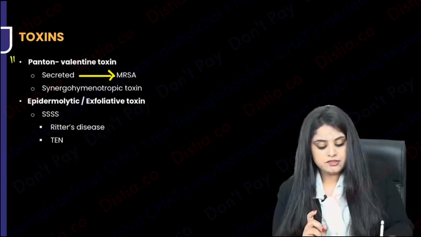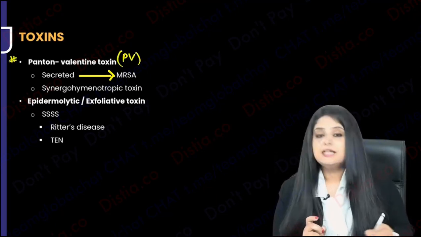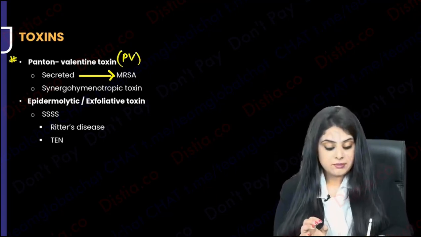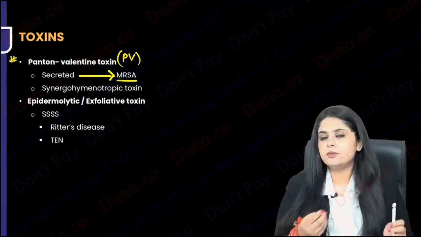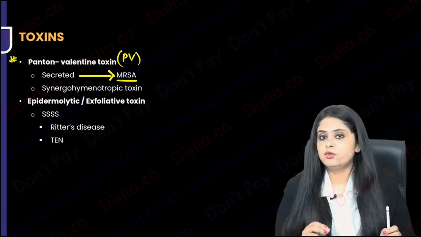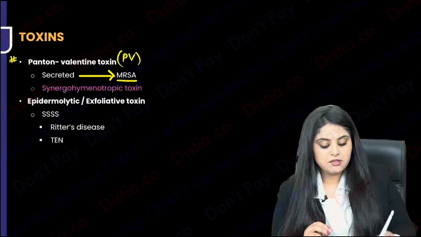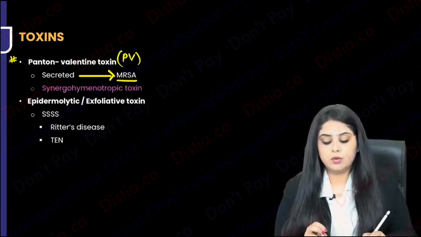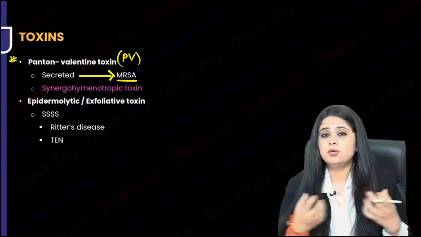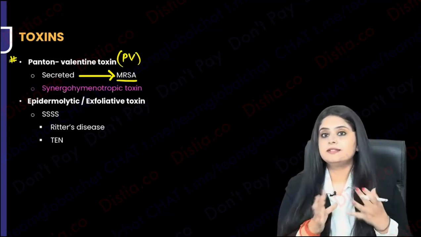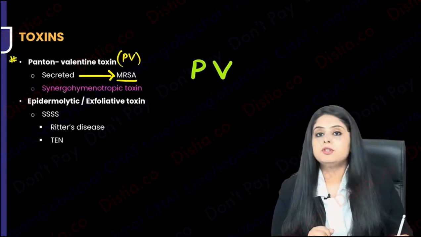What are the other toxins that you have? The second one is the PV toxin, Panton-Valentine toxin, and this is usually seen with all the methicillin-resistant Staph aureus, the MRSA strains, which I will be telling you in a while. The MRSA strains show you PV toxin. Now I'll tell you another mnemonic. PV toxin is known as synergohymenotropic toxin. What is synergo? Synergo means someone is working in synergy. Two people together, if two people work together, that is synergy. So remember, PV toxin is synergohymenotropic.